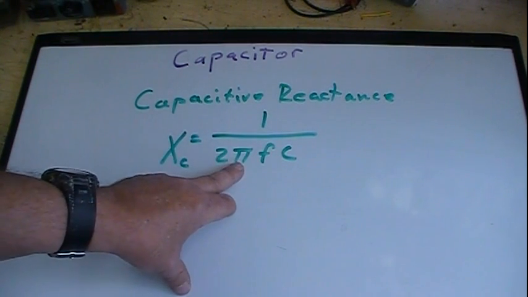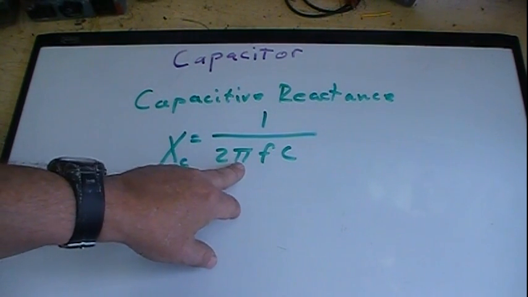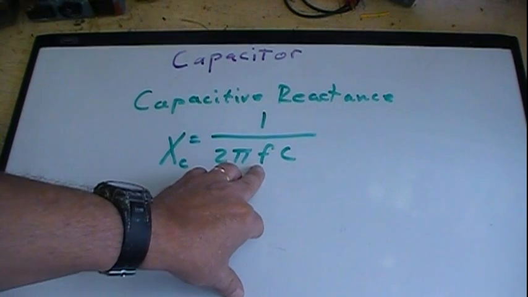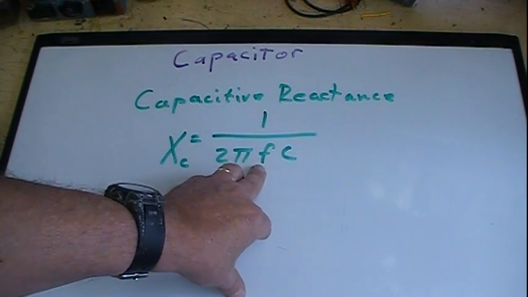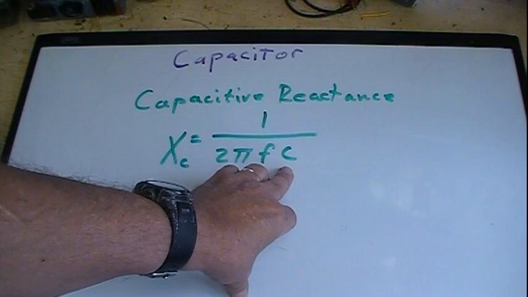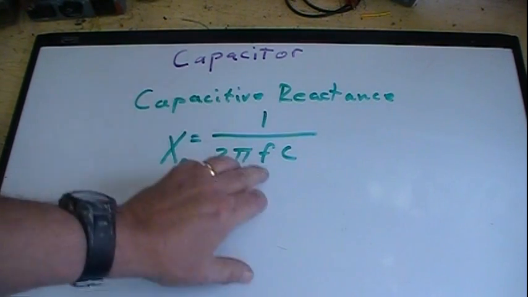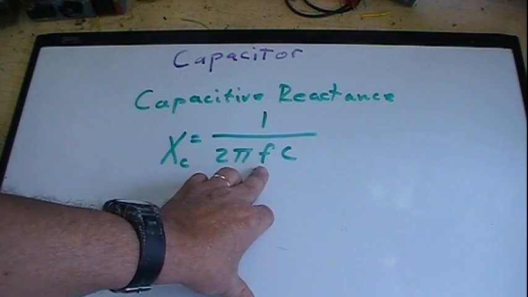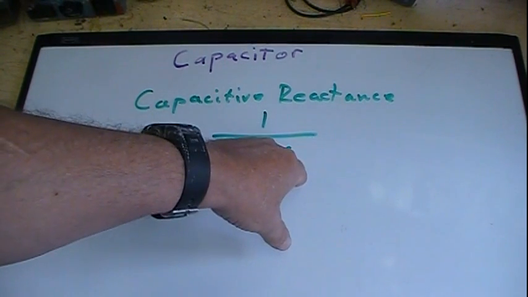1 over 2 pi, just a constant, 6.28, times the frequency, whatever the frequency of the circuit is, and the capacitance of whatever the capacitor is. In this formula, the frequency will be in hertz or cycles per second, and the capacitance will be in farads.